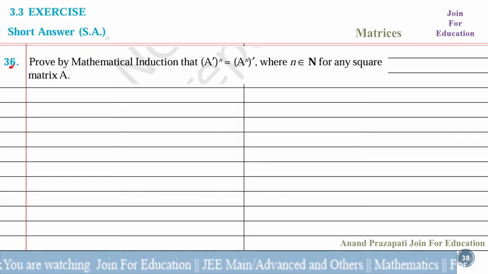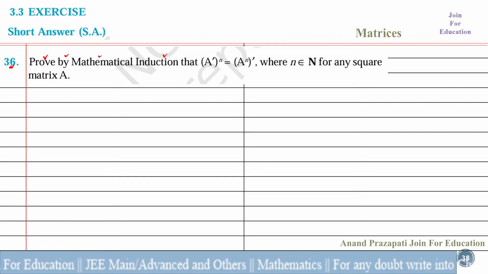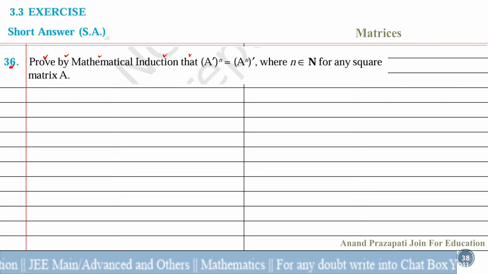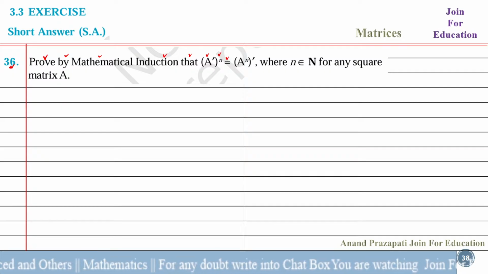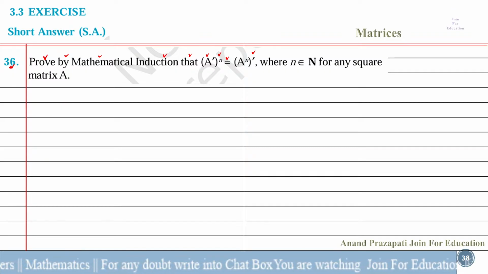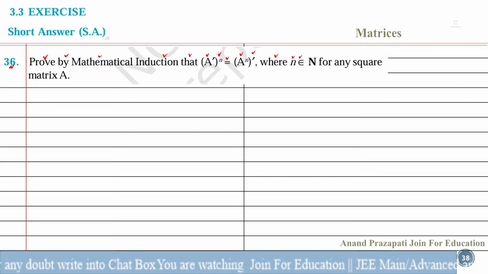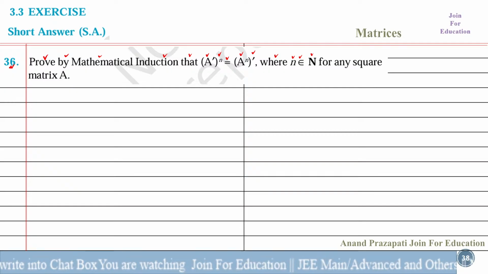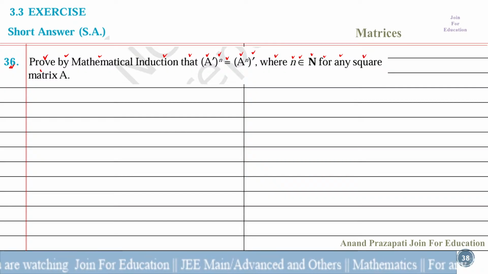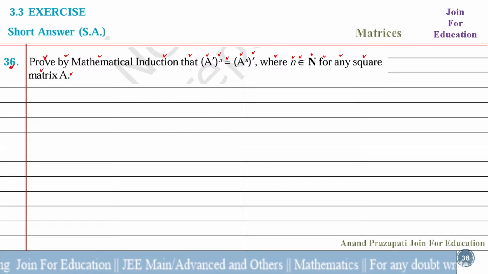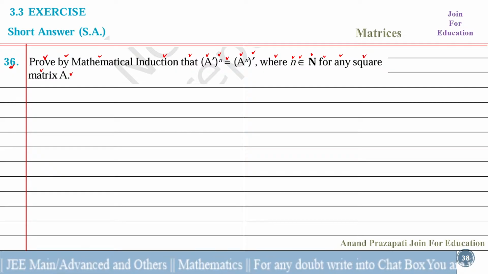Let's see question number 36. Prove by mathematical induction that (A transpose) to the power n equals (A to the power n) transpose, where n is an element of N, a natural number, for any square matrix A. If we have an idea about mathematical induction, then we have no problem solving this question.